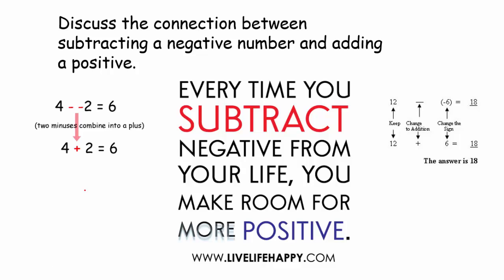Now I just want to quickly discuss the connection between subtracting a negative and adding a positive. I have some nice visuals here for you to try to give you a way to remember. 2 minuses combine to make a plus. Subtracting a negative is the same as adding a positive. Sometimes they say keep, change, change. You keep the first number, you change your subtraction to addition, and you change the sign of the number being subtracted. So 12 minus a -6 is really 12 plus a +6.